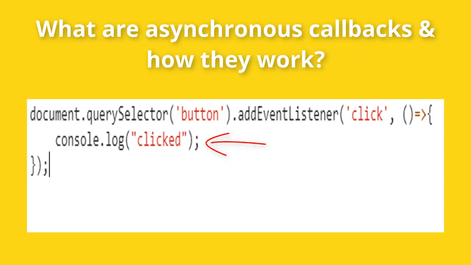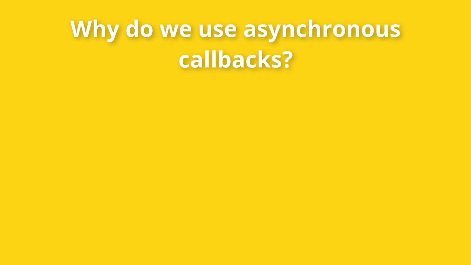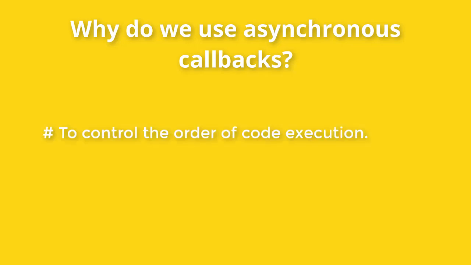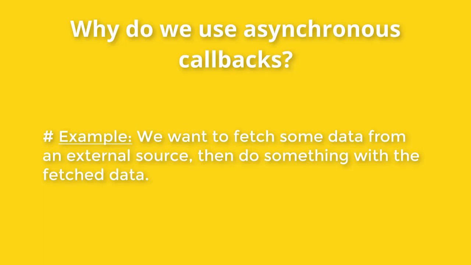"clicked" will be printed. One question that might be asked is, why do we need to use asynchronous callbacks in the first place? The answer is, as being part of the asynchronous programming paradigm in JavaScript, they are useful to control the order in which the code is run. To better understand that, let's have a look at an example. Let's say that we want to fetch some data asynchronously from an external source, and then we want to do something with the fetched data.